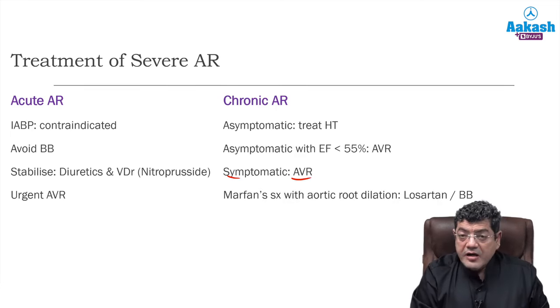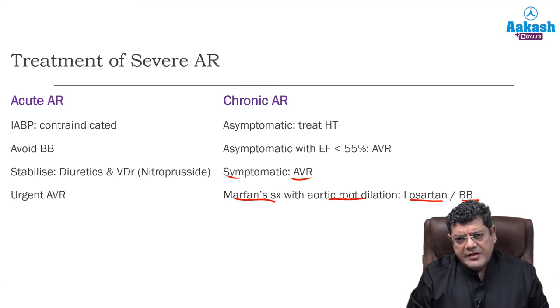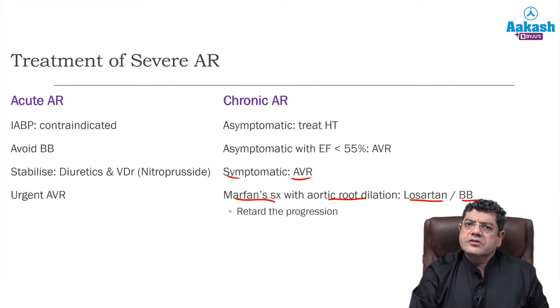And in Marfan syndrome with aortic root dilatation, these patients do very well when they're given either losartan or a beta blocker. This retards or slows down the rate at which the aortic annulus or the aortic root enlarges.